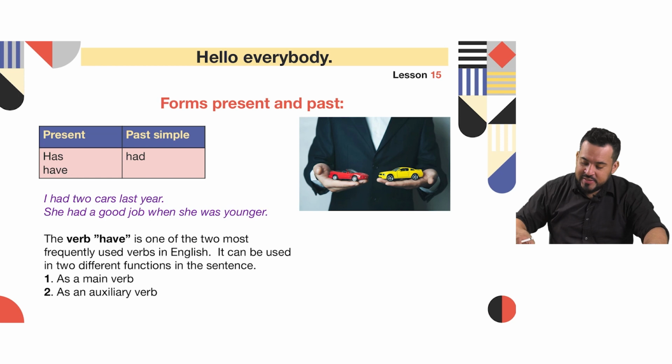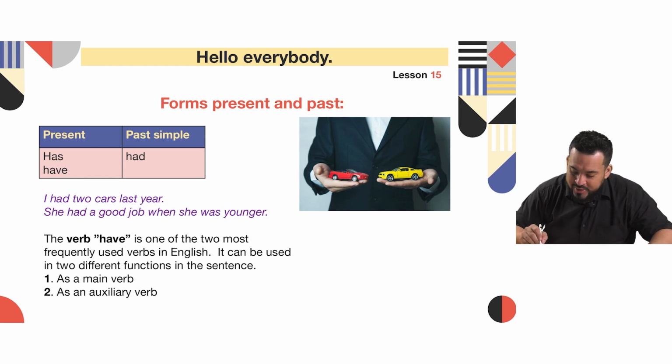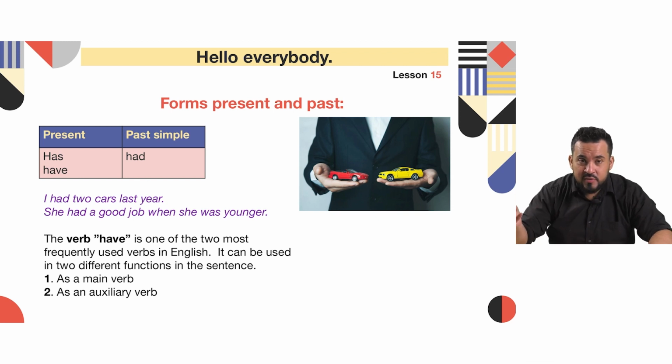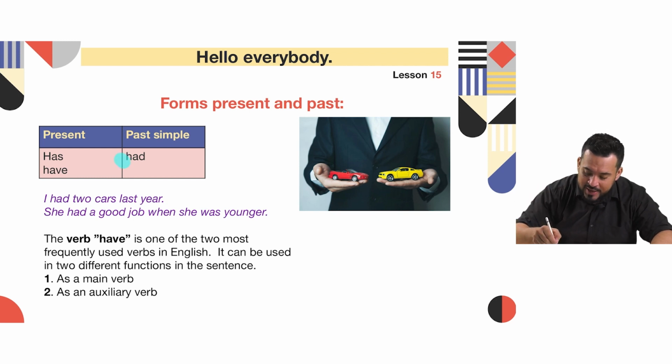Okay, so let's take a look at present and past forms of have and has. So has, with singles, he, she, it, have with plurals, I, you, we, they, in the past, they all make one past, and that is had. So the past of has and have is had.